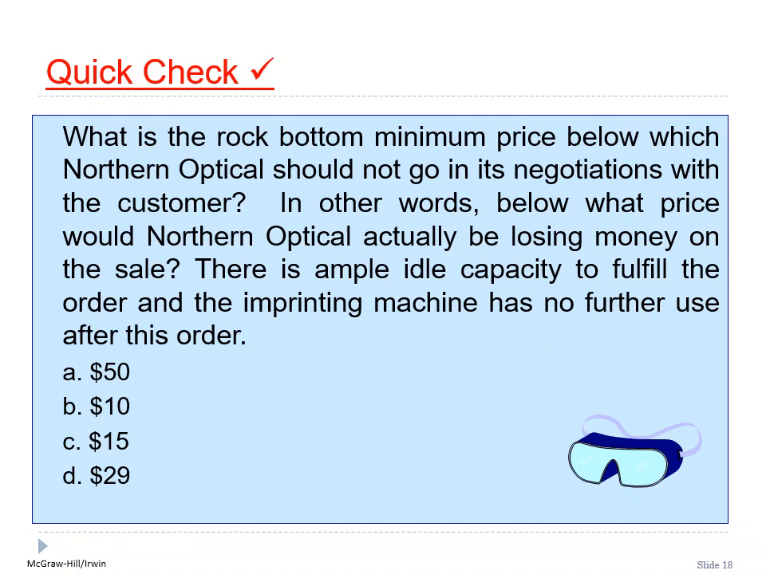There is ample idle capacity to fulfill the order, and the imprinting machine has no further use after this order. So he is also giving you the idea that we have sufficient capacity, available capacity that allows us to fulfill the order. And also that the imprinting machine, which we will buy, has no other use after this order. Okay, and he gives me here choices: $50, $10, $15 and $29. To answer this question let's see the next slide.